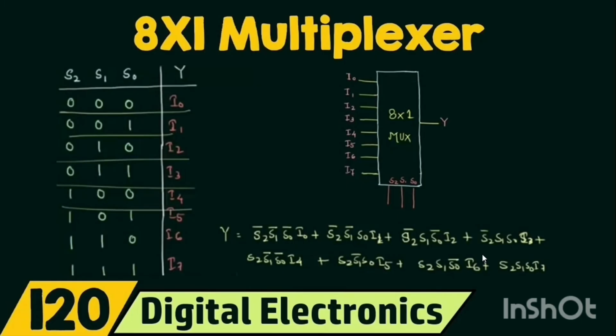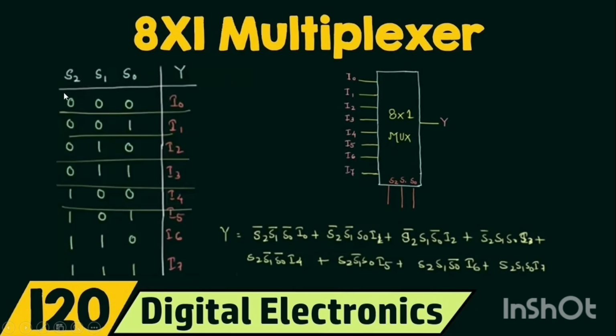I am going to explain the 8 to 1 multiplexer. A multiplexer has multiple inputs and one output. In this case, there are 8 inputs and one output. There are 8 data input lines from I0 to I7, 3 select lines S0, S1 and S2, and one output Y. The output Y depends on the selection of the select lines.